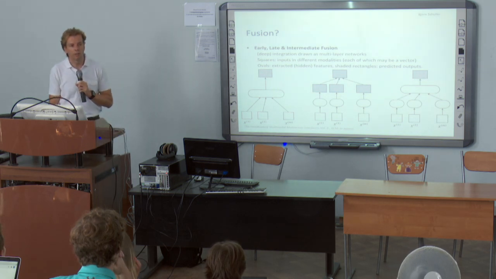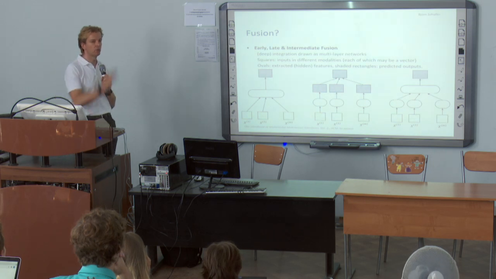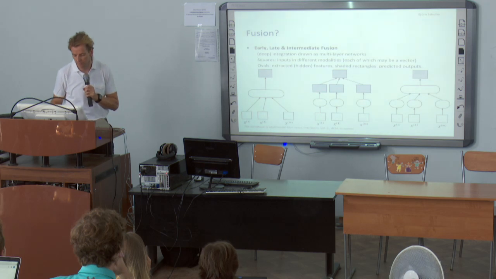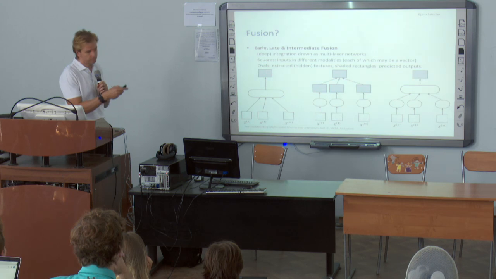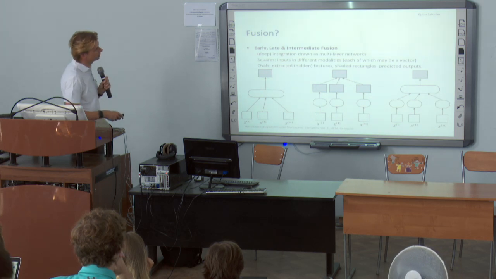Now, of course, you could do that in smarter ways. You could learn a confidence or trust in each modality, so you could weight each modality with a trust and make a weighted sum, or rather a weighted majority vote. But you could also go for something where you extract features and then do some smarter intermediate kind of fusion.